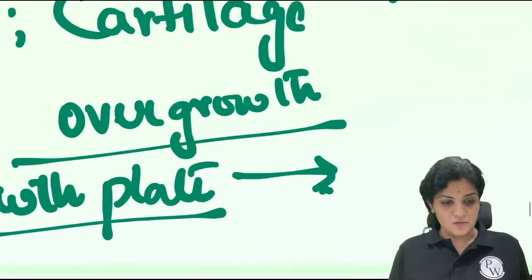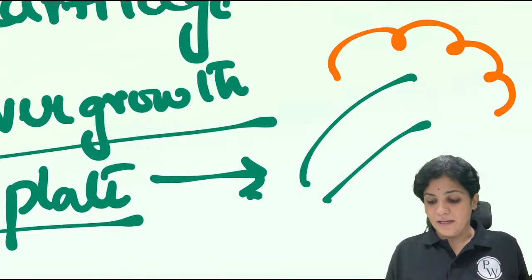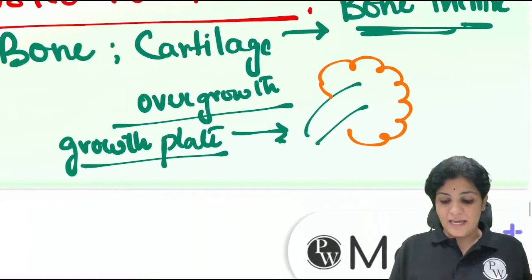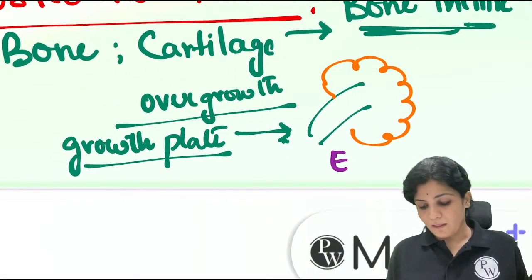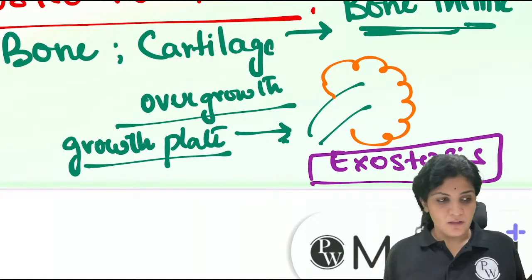Because the growth plate is also made up of cartilage, this is the bone which is present and it is covered by a cartilaginous cap. So this is the cartilaginous cap. This is called exostosis, or else the osteochondroma. Understood?